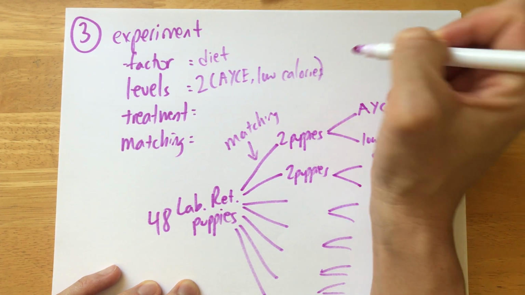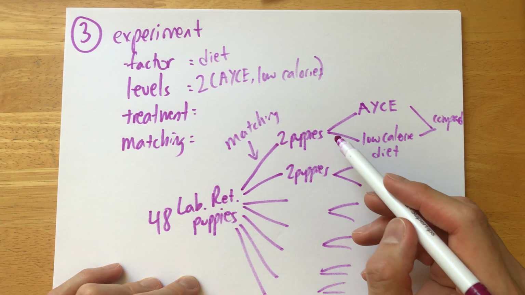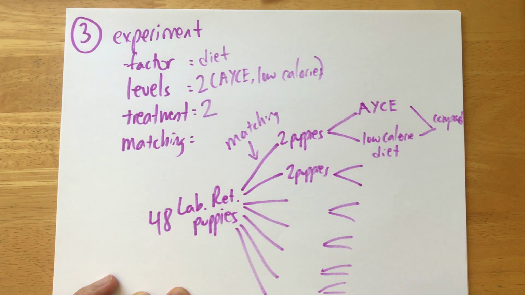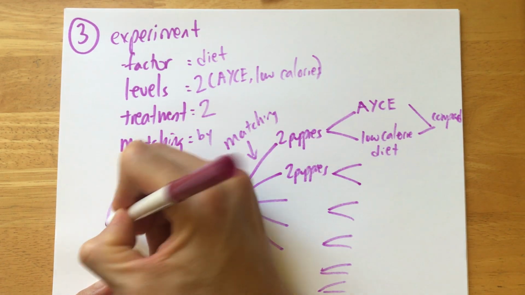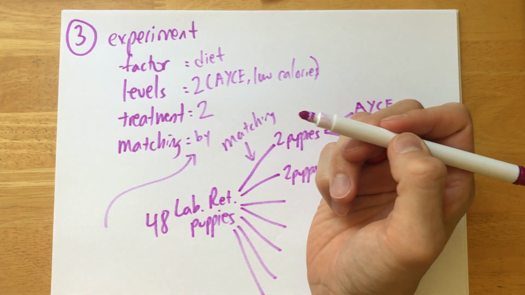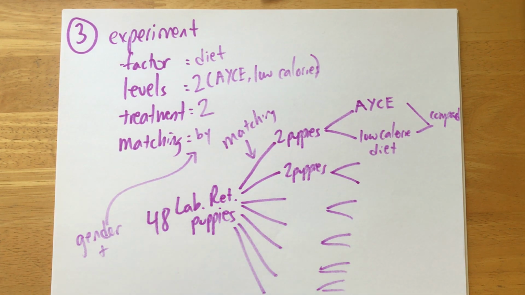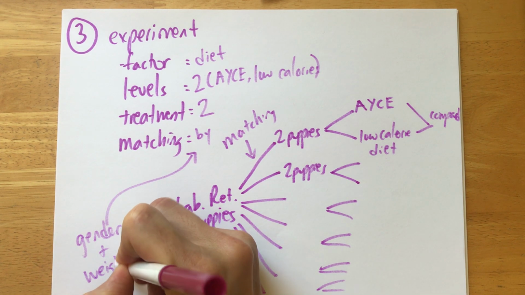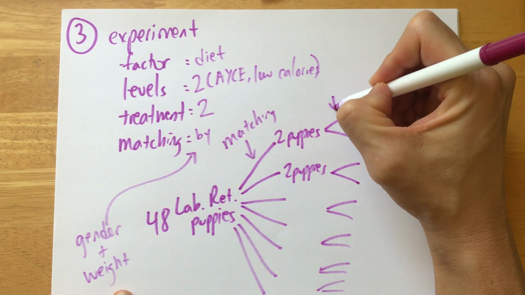The treatment would be, a puppy could receive 1 of 2 diets, right? So there'll be 2. And then yes, there's matching. It says matched by gender and weight. Okay, there's matching here, and then it looks like these were randomly assigned.